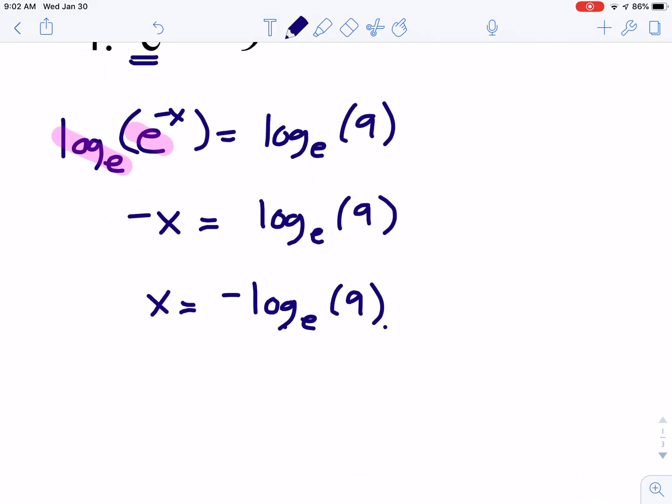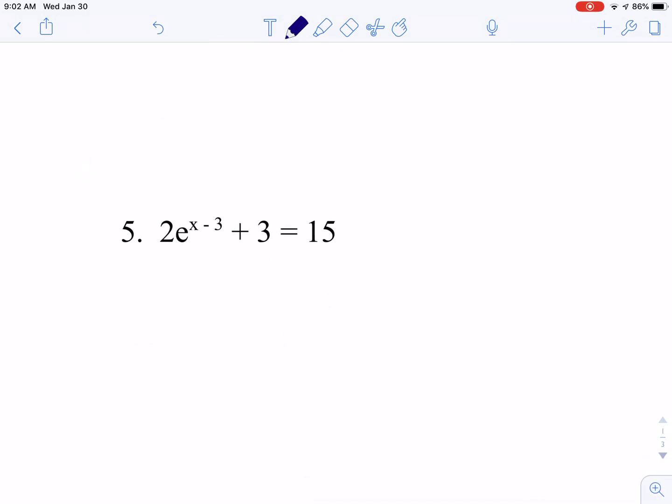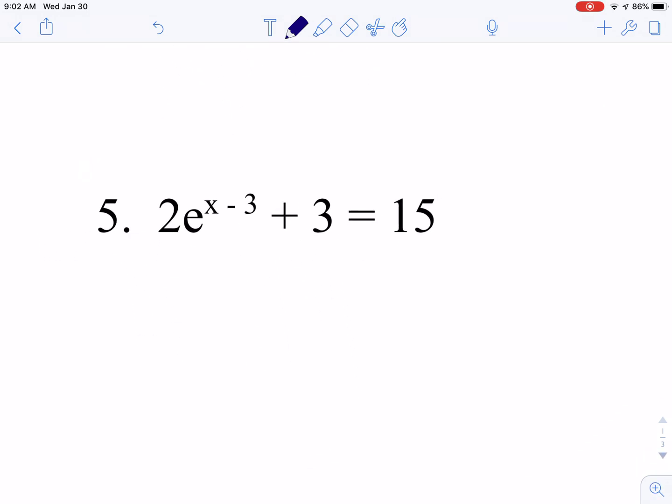Now, you can absolutely leave it like that, or you can stick it into your calculator and find out. This can be done in many calculators, but I'll probably have to show you in class how to do it in your particular calculator, and you could get an approximation of what this value is. We'll go on to the next one.